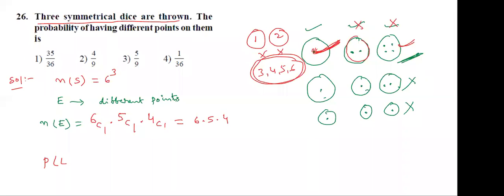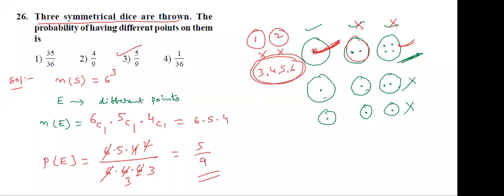Required probability P of E is N of E by N of S. Now 6, 5, 4 divided by 6 cube. 6 cube means 6 into 6 into 6. 6, 6 cancel. 2, 2 sir. 2, 3 sir. 2, 3 sir. And what is the answer? Here 2, 3 sir, 6. 5 by 9. Which option is correct, students? Third option is correct.